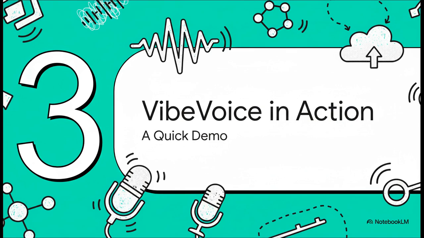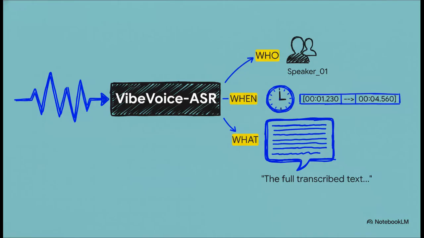Okay, theory is great, but let me show you what this actually looks like when you use it. This is where it gets really interesting. For the ASR model, you feed in an entire hour of audio. The output isn't just a wall of text. No, it's a structured object that tells you exactly who spoke, when they spoke with perfect timestamps, and of course, what they said. This unified output just wipes out so much complexity when you're building voice apps.